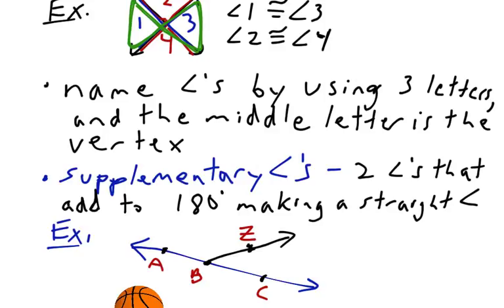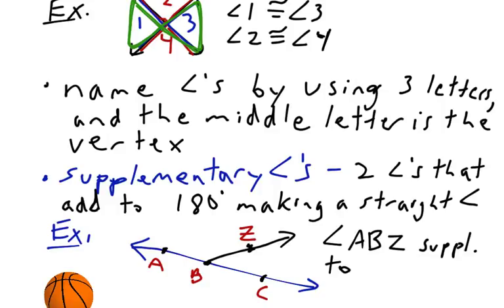All right, so we have A, B, C, and Z. So what would be supplementary to what? Let's name these angles. Well, I would say angle ABZ is supplementary to angle ZBC.